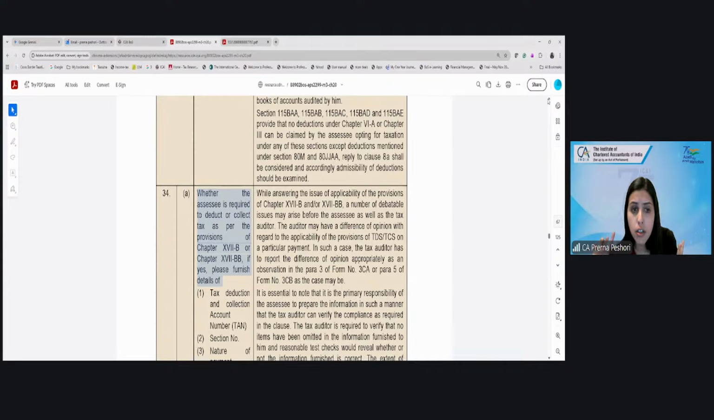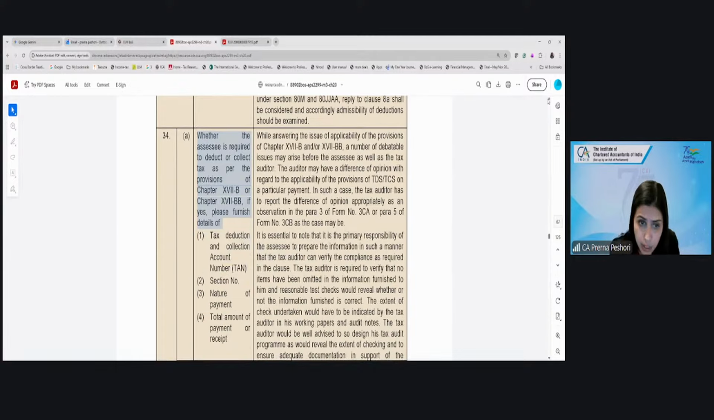Right? So here you need to report the TAN, the section number, what is the nature of payment, what is the TDS rate, whether the TDS has been deducted or not, what is the actual payment made, whether the TDS has been deposited to the government or not, right? So here all these information needs to be reported.